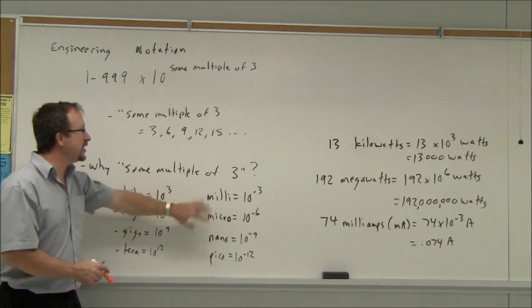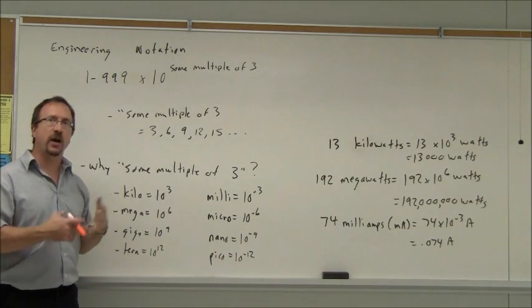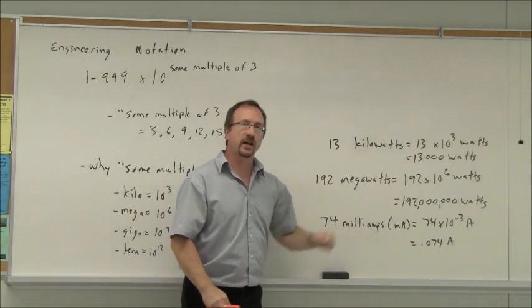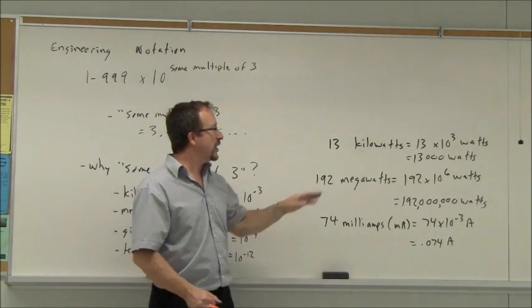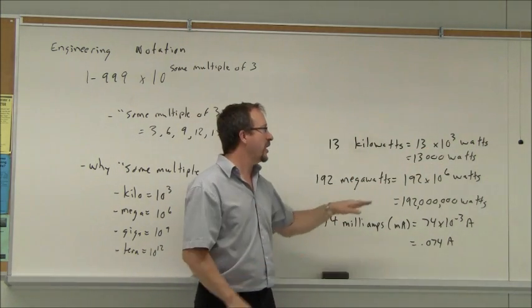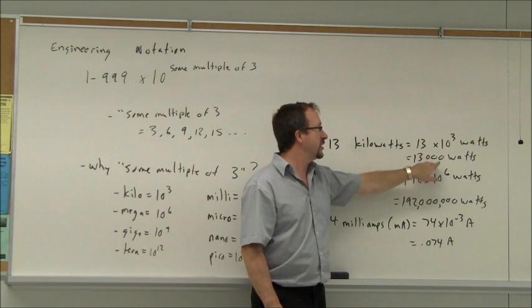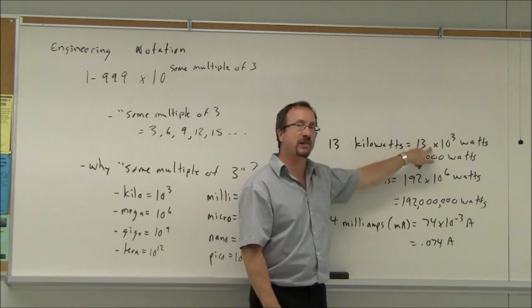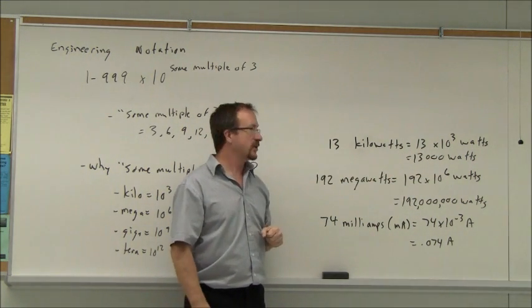So by using these in engineering notation, now we can get expressions like 13 kilowatts, which is 13 times 10 to the 3 watts, which is 13,000 watts. Or going the other way, we take 13,000 watts and express it going backwards as 13 times 10 to the 3 watts, or 13 kilowatts.